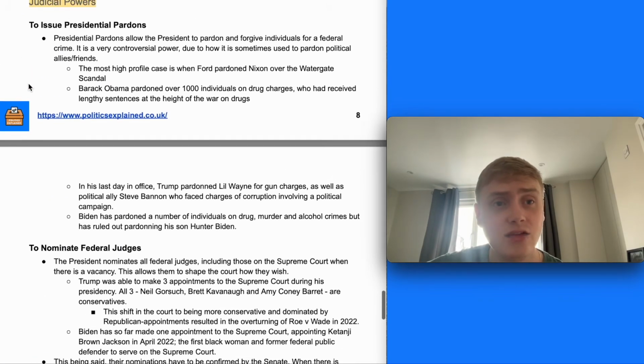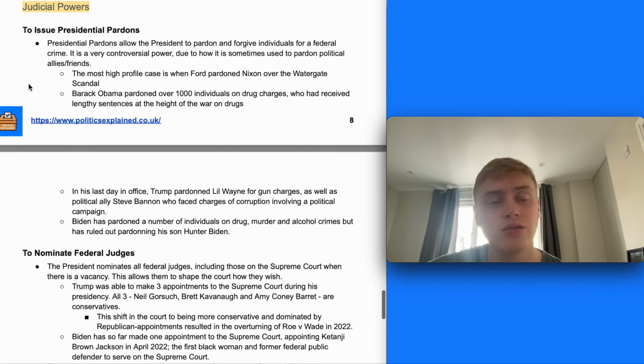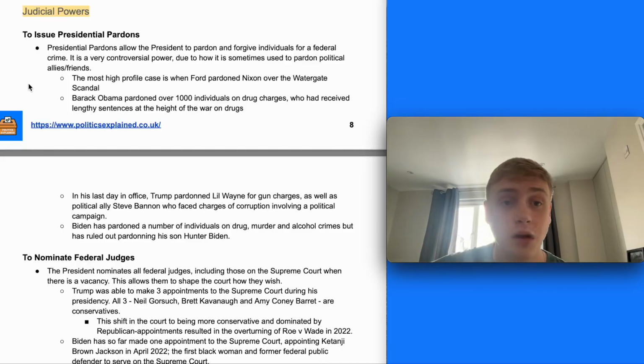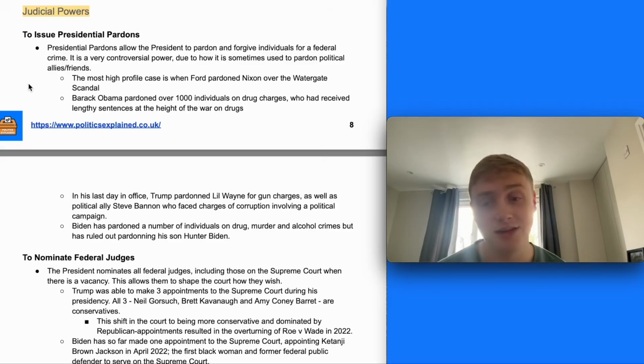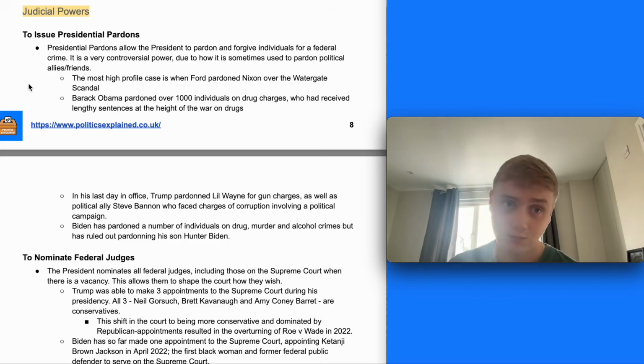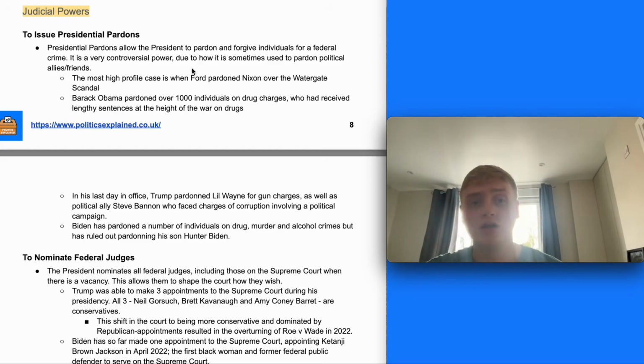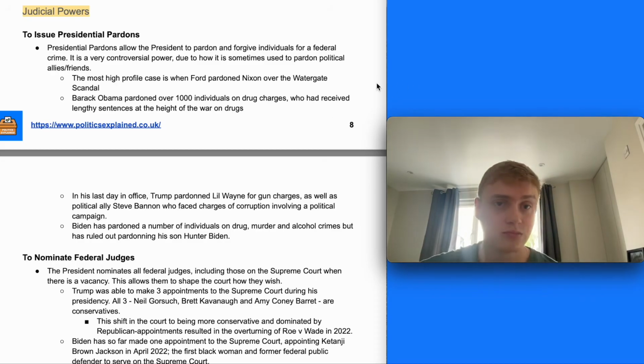And then finally, a key thing to have a look at is their judicial powers. The president has the formal power to issue presidential pardons, which allow them to pardon and forgive individuals for federal crimes. This is a very controversial power, due to how it's sometimes used to pardon political allies or friends. The most high-profile case was when Ford pardoned Nixon over the Watergate scandal. Ford replaced him as president and then pardoned Nixon, who was complicit in the Watergate scandal.